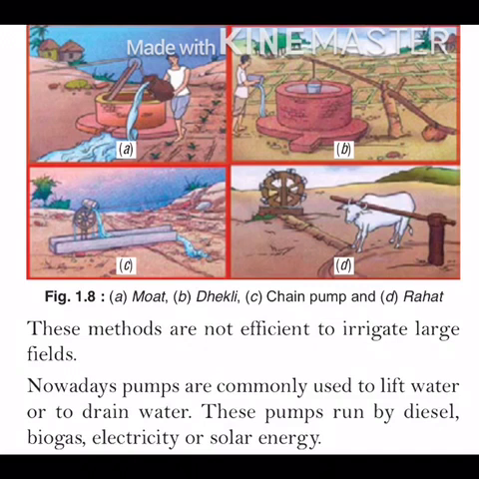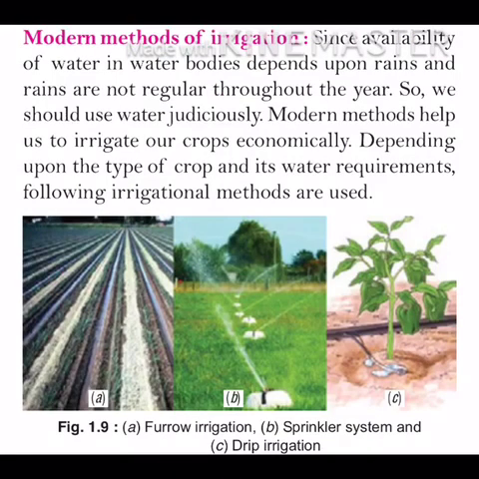Now, we will know about some more modern methods of irrigation. Since availability of water in water bodies like rivers, ponds and lakes depends upon rains, and rains are not regular throughout the year, we should use water judiciously. Modern methods help us to irrigate our crops economically depending upon the type of crop and its water requirements. The following irrigation methods are used.